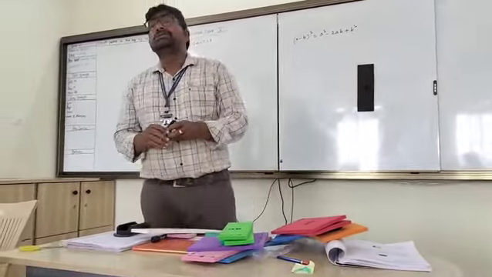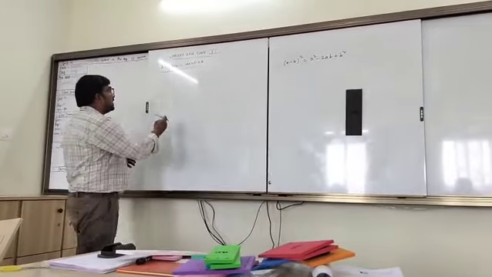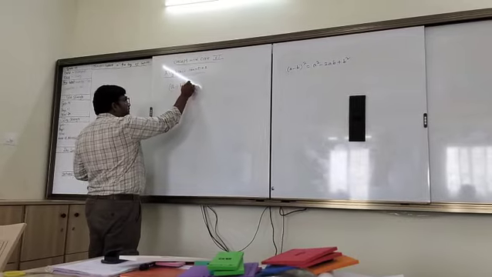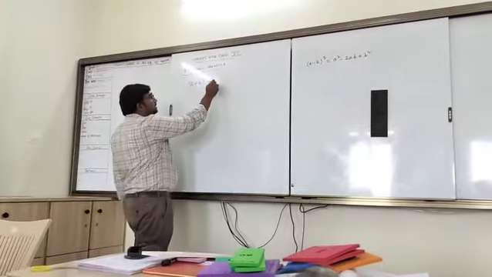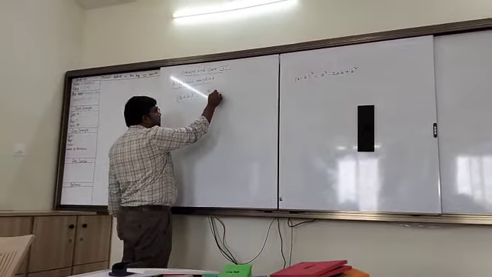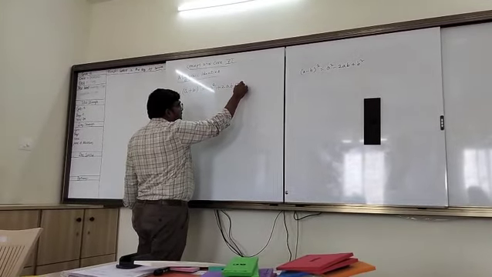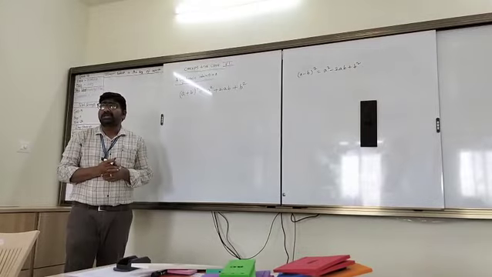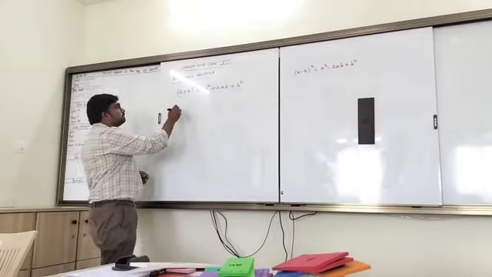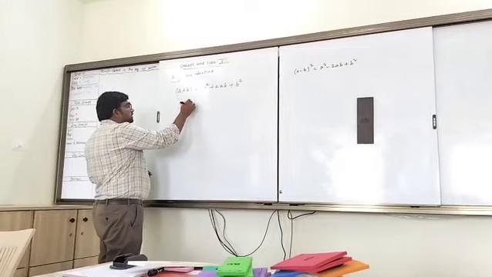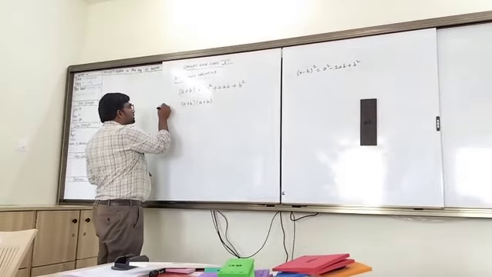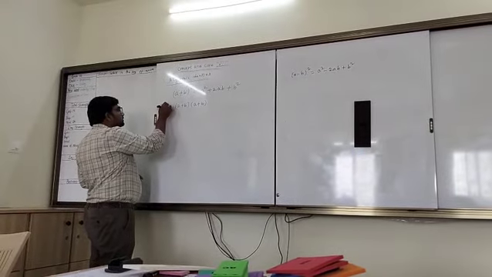So let us start. The algebraic identity is named (a plus b) whole square. The (a plus b) whole square formula, you know, is a square plus 2ab plus b square. Mathematically we can prove it: (a plus b) whole square is (a plus b) into (a plus b).